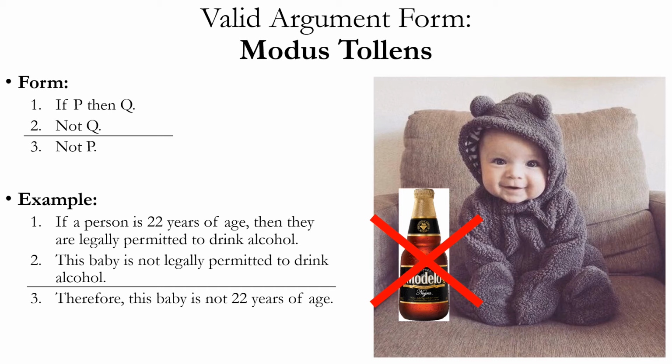In this case, it has true premises and a true conclusion, but that's not how we know it's valid. We know it's valid because regardless of how old this baby were, if the premises were true, the conclusion would have to be true.